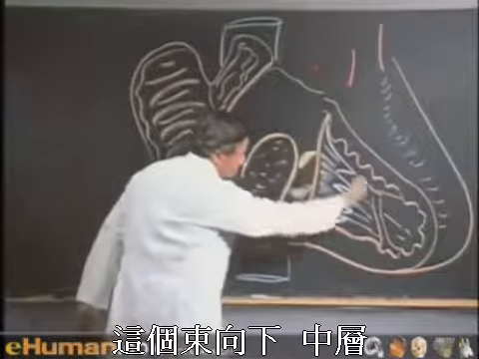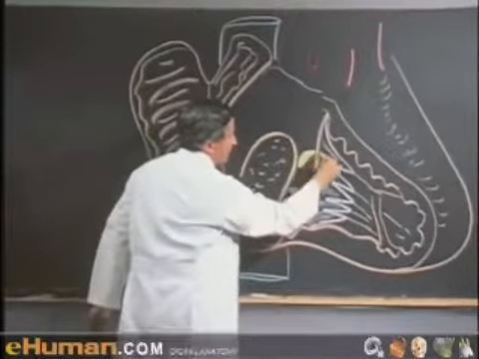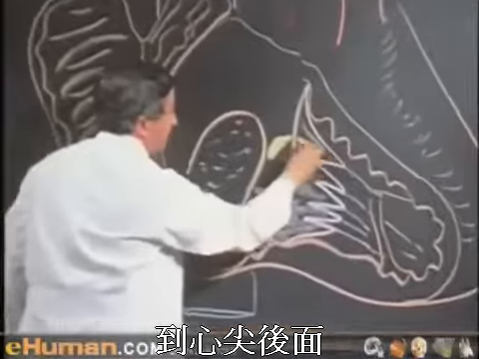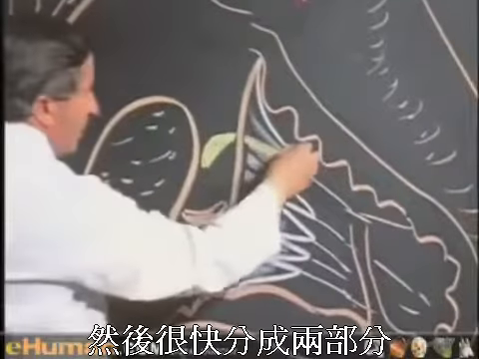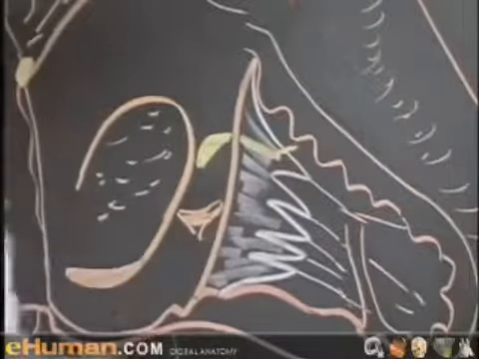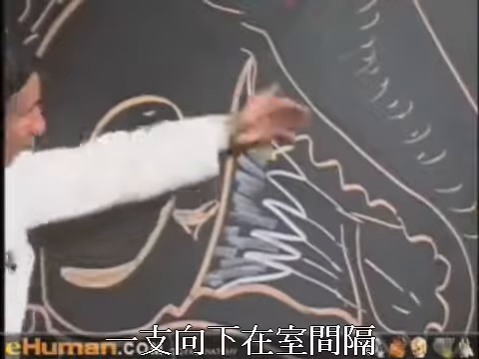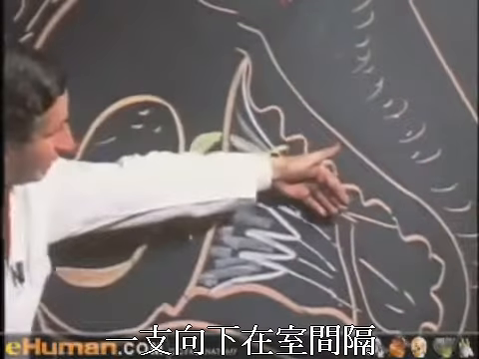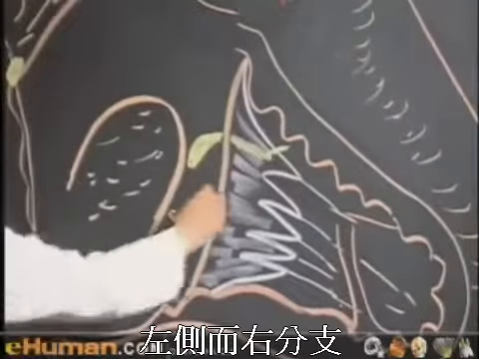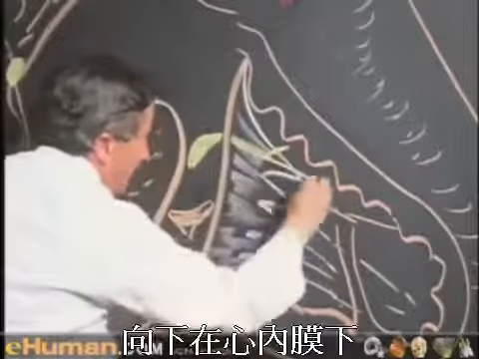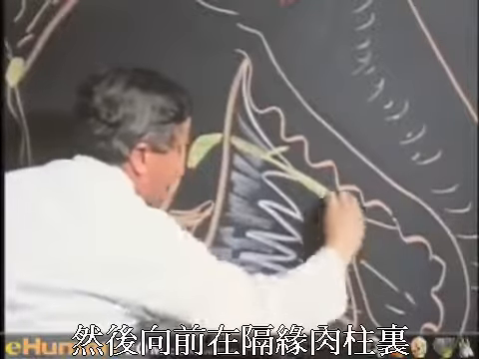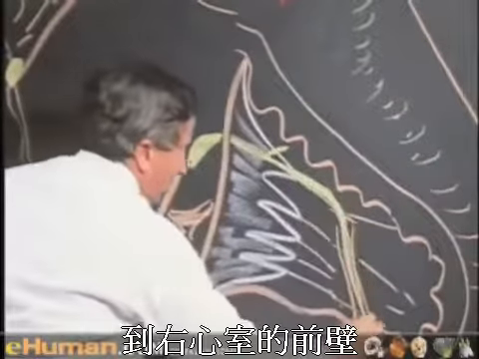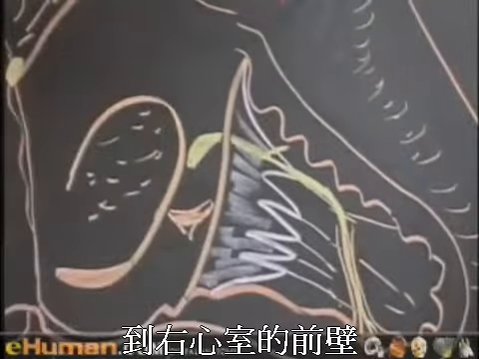And the bundle passes downwards, medial to and behind this cusp, the septal cusp of the tricuspid valve, and divides very quickly into two parts. One branch goes down on the left side of the ventricular septum, and the right branch comes down under the endocardium on the right side of the septum and passes forward in the moderator band to the anterior wall of the right ventricle.